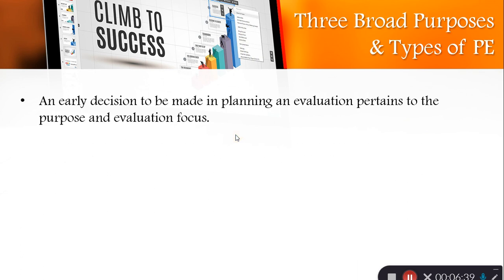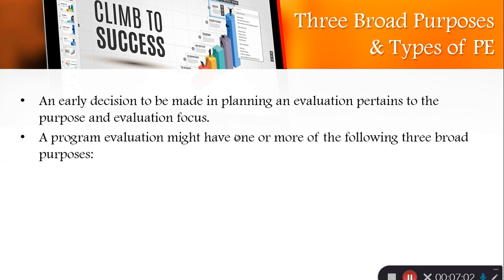One of the earliest decisions that has to be made in the process of planning an evaluation pertains to the purpose and the evaluation focus. So one of the first things that we have to decide on is what the purpose of our evaluation is and what the focus of our evaluation will be. Your text talks about three broad purposes for program evaluation, and we can utilize one or more of these purposes.